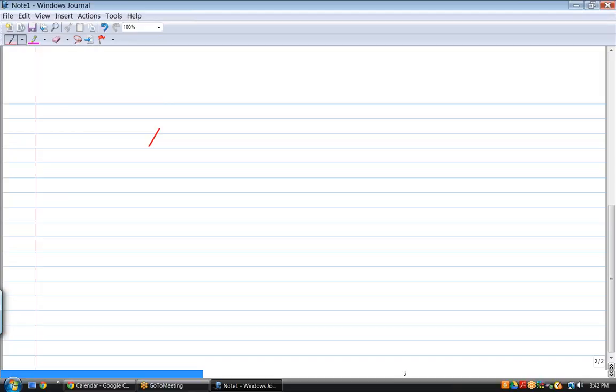Equiangular means all 3 angles are the same. What's another name for this? Equilateral. Equilateral, exactly.